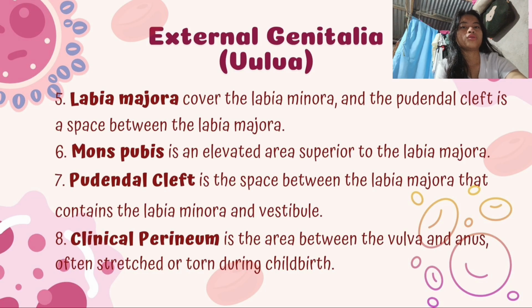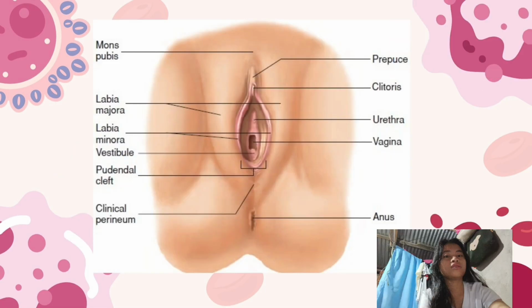So, all in all, the vulva includes structures that protect internal reproductive organs, support urination and sexual arousal, and stretch during childbirth. And each part has a specific function that contributes to the reproductive and sexual health of a female.